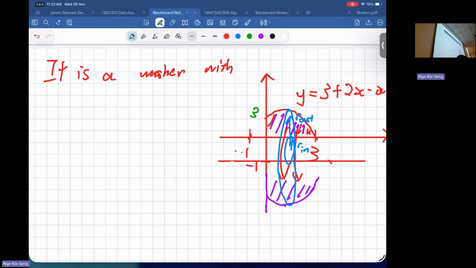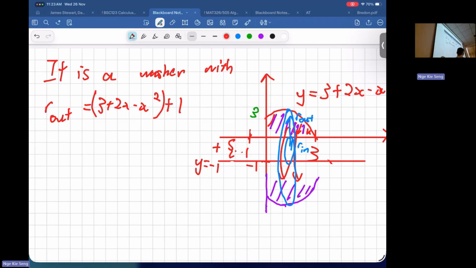Okay, so what's the R out? Is it just 3 plus 2x minus x squared? 3 plus 2x minus x squared is just this part. But your radius comes from this line. This line is y equals -1. So you need to add this part in, because you are counting all the way from y equals -1. There's a distance 1 here, so you need to +1.